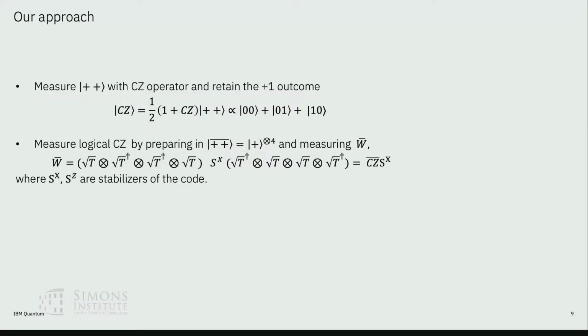So our approach, that we call the error suppressed magic state preparation, is done by measuring the logical CZ. Measuring the logical CZ by preparing the logical plus state and measuring the W operator, which is defined there, with the X stabilizers SX. It's conjugated by these T gates. So these SX and SZs are the stabilizers of the code, but the 422 code, it's just the weight-4 X and weight-4 Z parity checks.